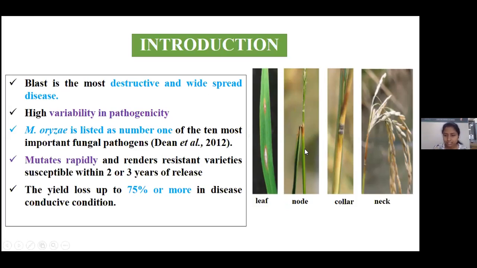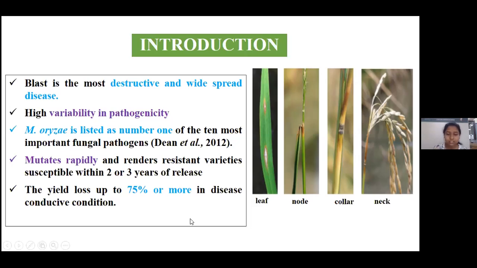As you can see in the diagram, there are different types of blast disease, that is leaf, nodal, collar, and neck blast. Initially, the lesion is gray at the center with a dark brown border, and eventually, with a favorable environment, it coalesces, thus leading to death of the whole plant.